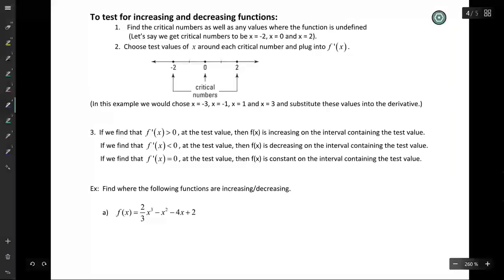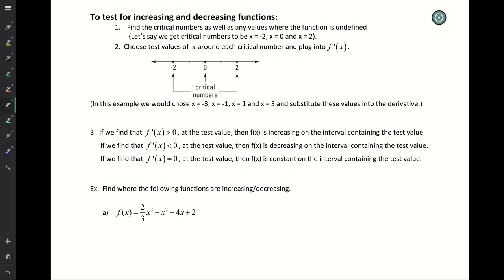All right, the next thing I'd like to do is actually test a function without its graph to figure out where it's going to be increasing and decreasing. So the steps here is you first find your critical numbers as well as any values for which the function's undefined. Those would be values like vertical asymptotes. So let me just say, for a simple example, we've been given a function, and let's say we've gotten critical numbers to be x equals -2, x equals 0, and x equals 2. So you're going to plot those critical numbers on a number line.